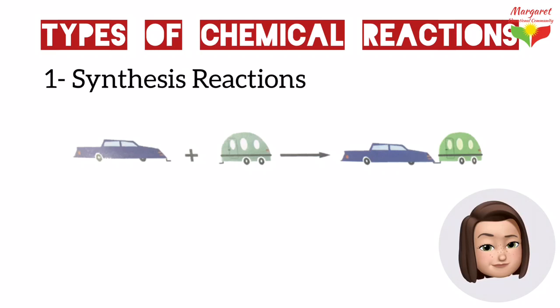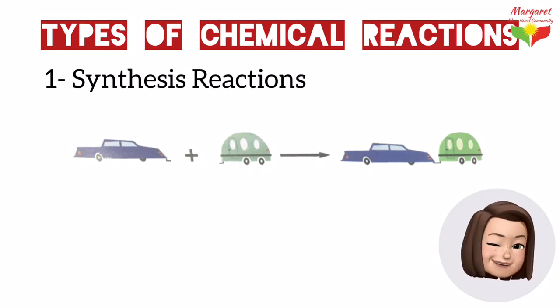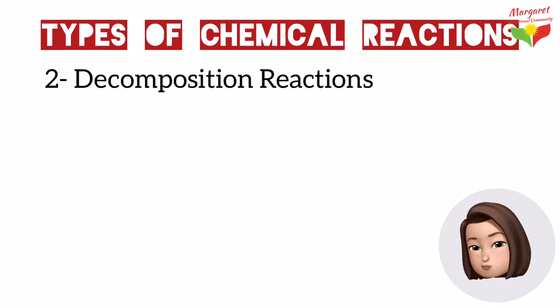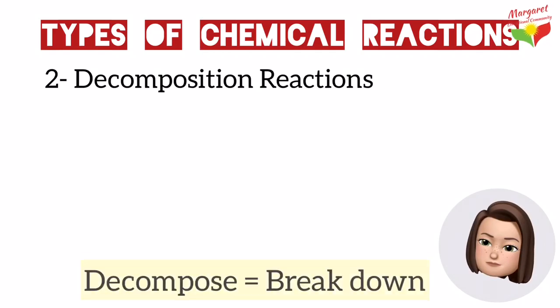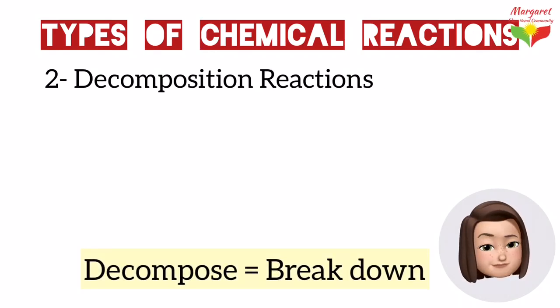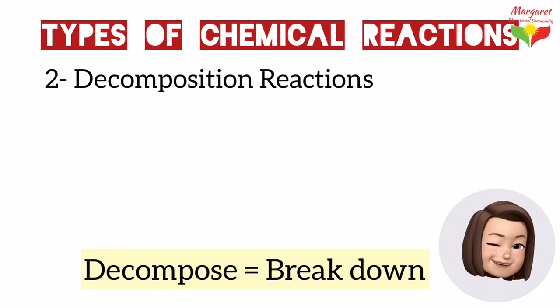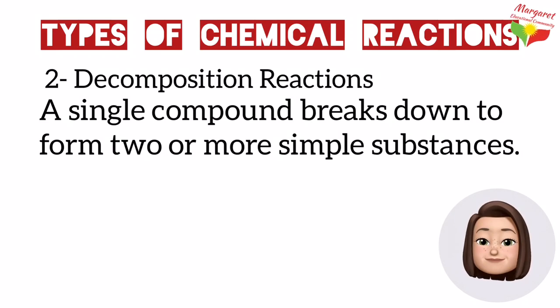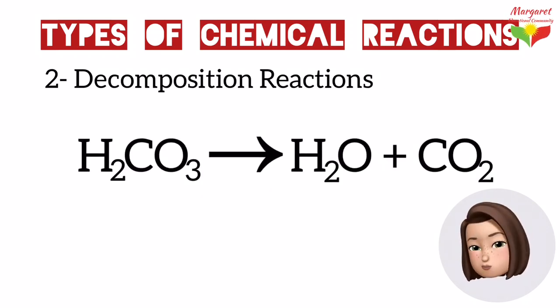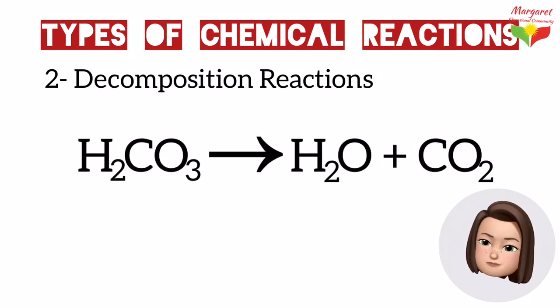In your book, it has been modeled by connecting a trailer to a vehicle, as shown in figure 1. The reverse reaction is the decomposition reaction. Decomposing means to break down, and this is exactly what happens in this reaction. A compound breaks down to form two or more simpler substances. For example, carbonic acid decomposes to form water and carbon dioxide.